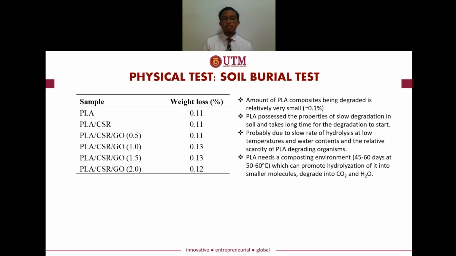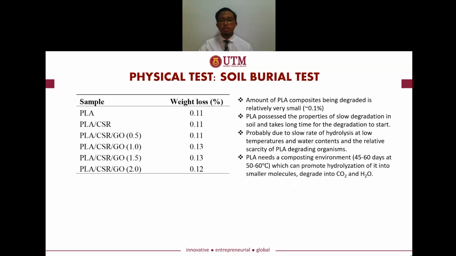Physical test. Our last test is the amount of PLA composites being degraded, which is relatively very small, and we consider that our PLA is not degraded easily, but it can be composted. It is compostable, and this is due to the slow rate of hydrolysis of PLA at low temperature and water content, and the relative scarcity of PLA degrading organisms. PLA needs a composting environment for it to be hydrolyzed into smaller molecules.